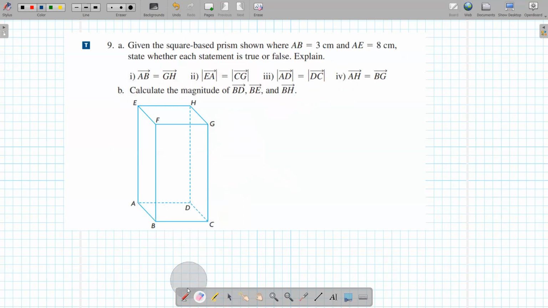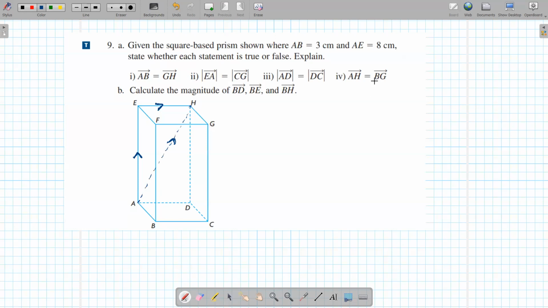The last one, AH is the same thing as BG. So again, see, now this is where the triangle, the tip to tail thing comes into play. How do we get from A to H? To get to H, A must first travel this way, A to E, right? And then it must travel this way from E to H. So that means your net vector from A to H is going to look like this. See that? That is your AH.